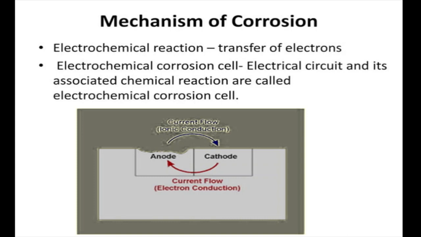Okay, so in the figure you can see that there is a cathode and there is an anode part. The anode is going to get corroded and the cathode is protected. Within the material there is a current flow from cathode to anode, which is electron conduction. But outside that particular material, in the medium of the electrolyte, the current flow occurs, that is the ionic conduction, from the anode to the cathode.